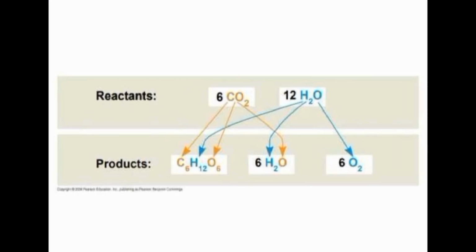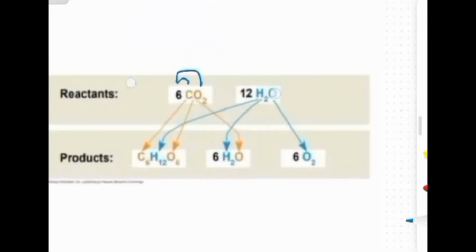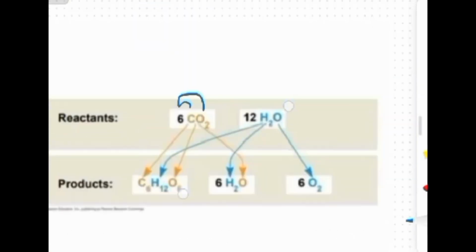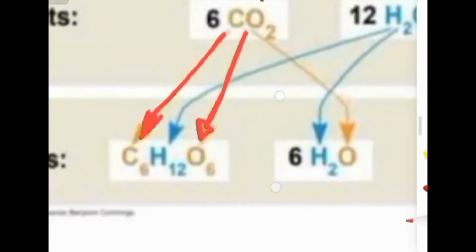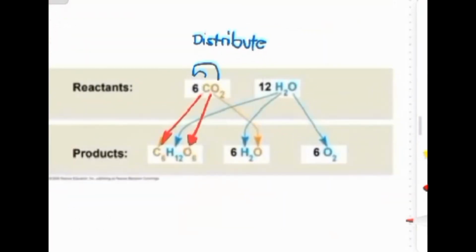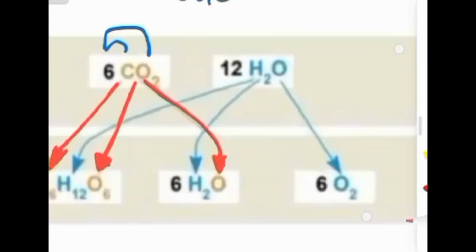So now, let me show you how it is derived. The first thing to do is to distribute 6 to the carbon dioxide. After distribution, the carbon 6 will be given to the first one, and the oxygen will be given to also the first one. And because there are 2 oxygens, the second oxygen will be given to the second.